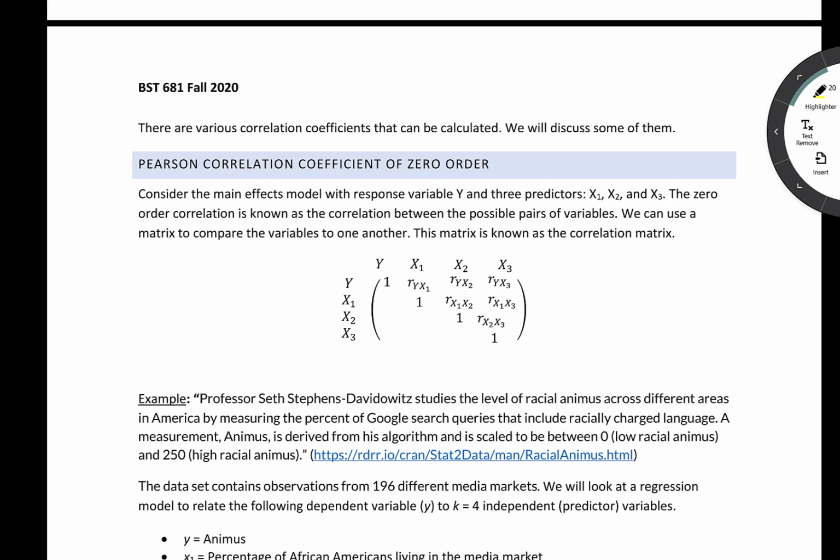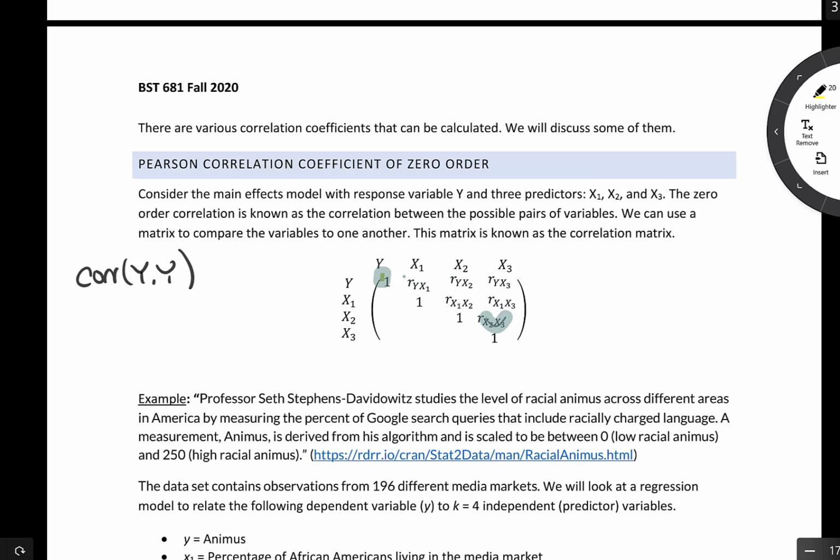One thing you'll notice here is that our diagonal is comprised entirely of ones. Let's talk about why that is. Notice that our first entry here is looking at the correlation of y with y. Well, this is going to have a perfect correlation, so that's going to be equal to 1. The same thing is true of x1 with x1, x2 with x2, and x3 with x3.